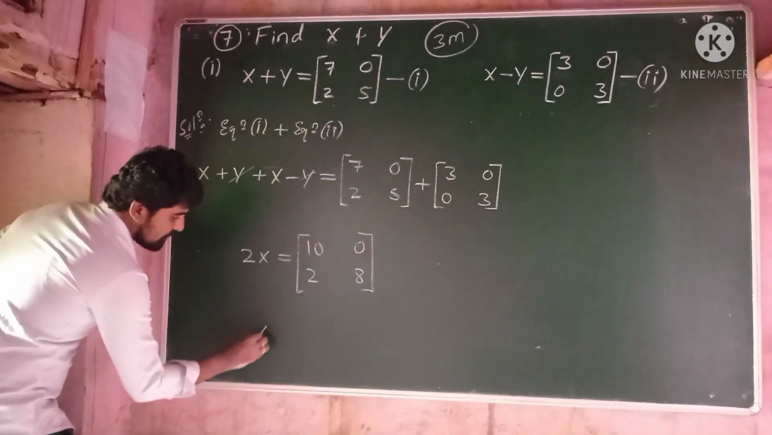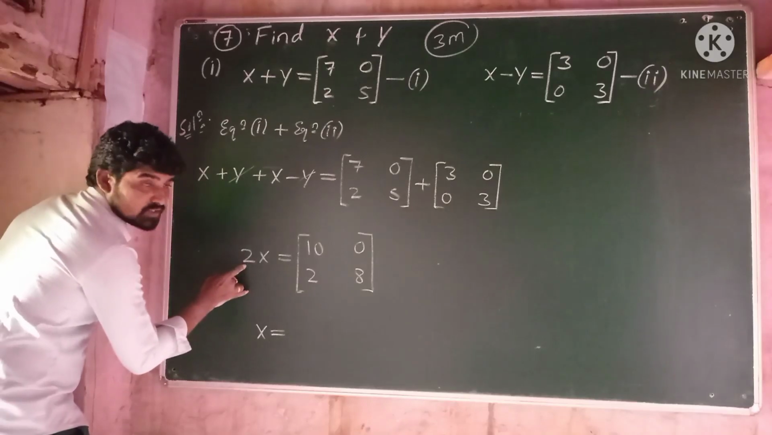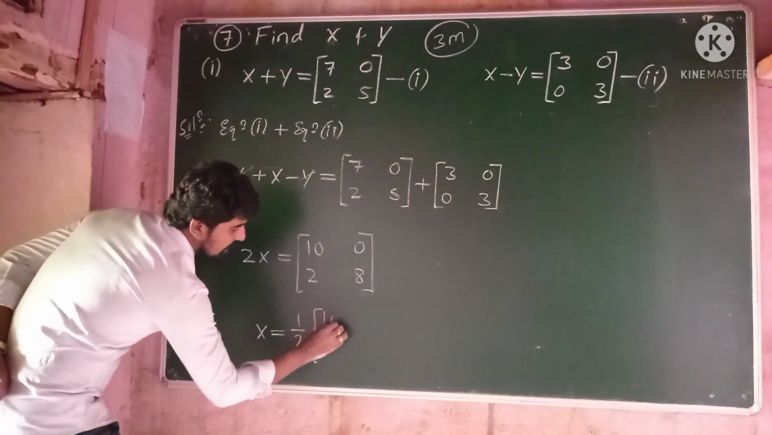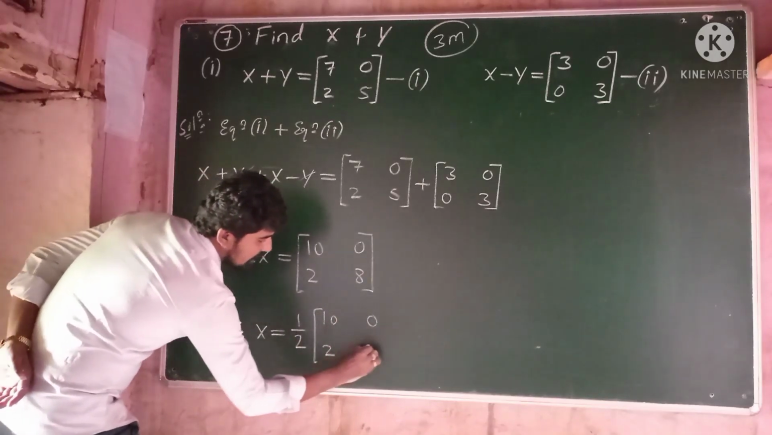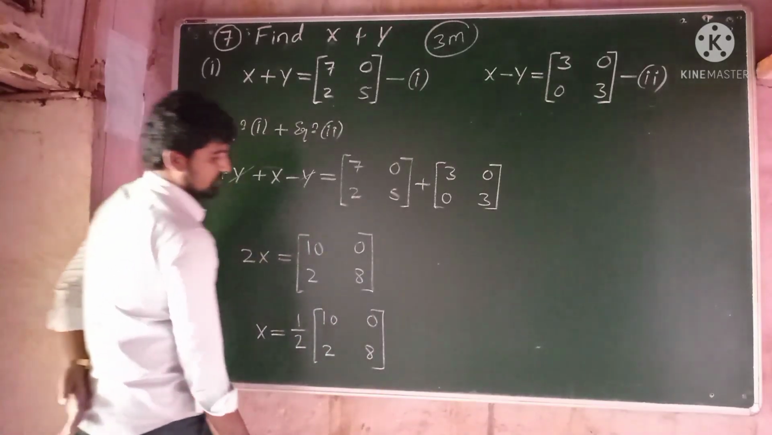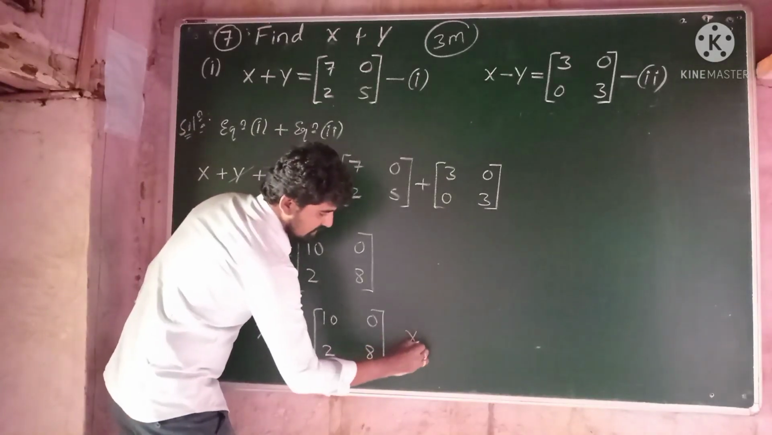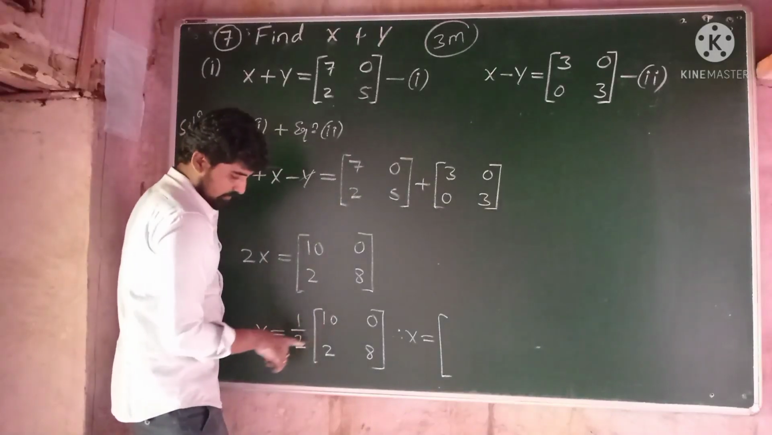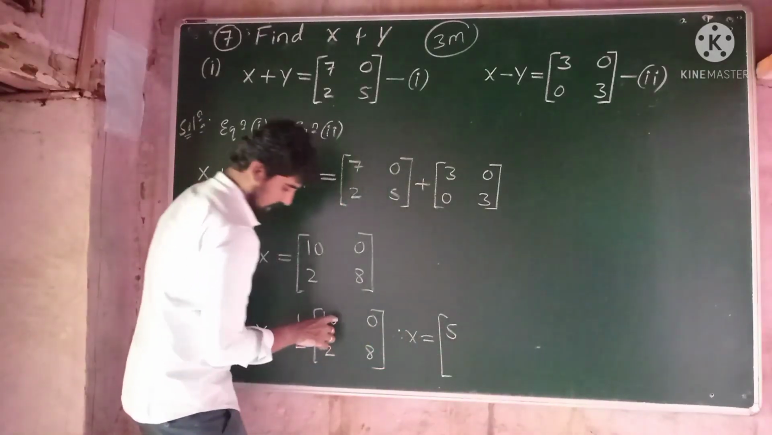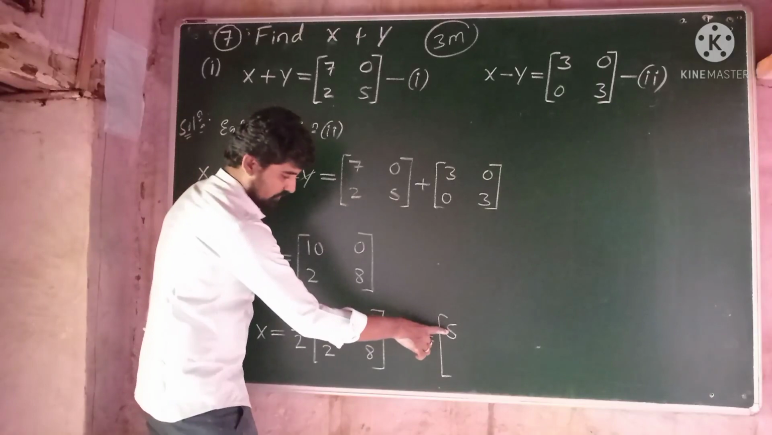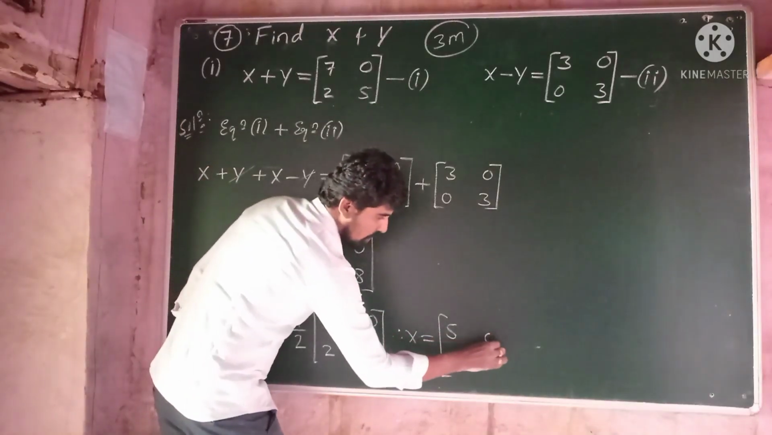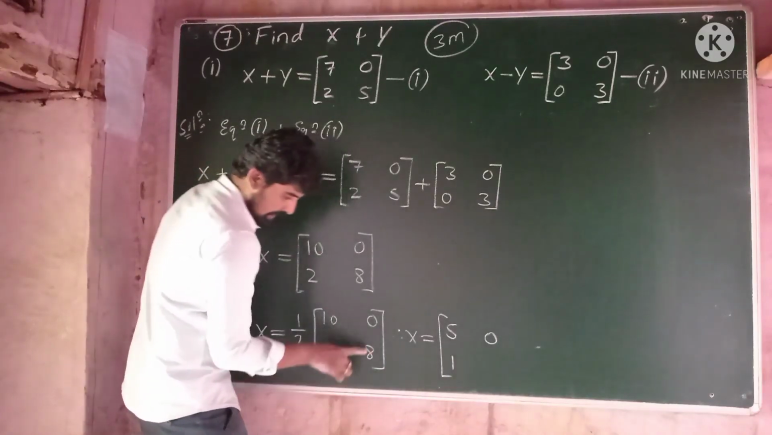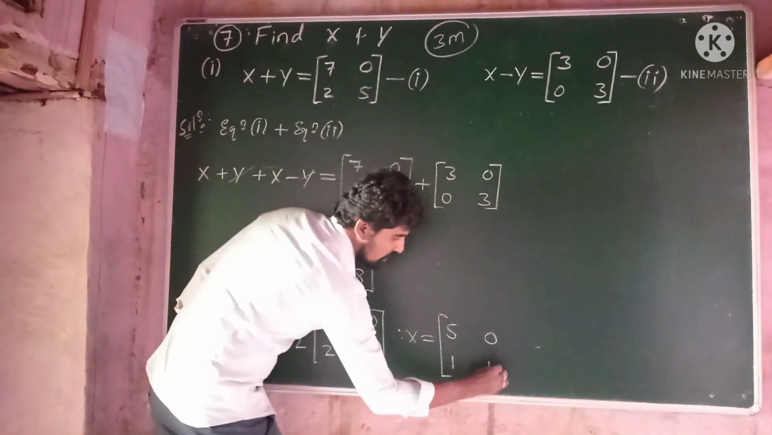Therefore the required matrix X equals, shifting this 2 to the right hand side, it becomes 1 by 2 into matrix 10 0 2 8. Therefore the required matrix X equals 10 by 2 is 5, 0 by 2 is 0, 2 into 1 by 2, the 2s get cancelled, 1, 8 by 2 means 4.